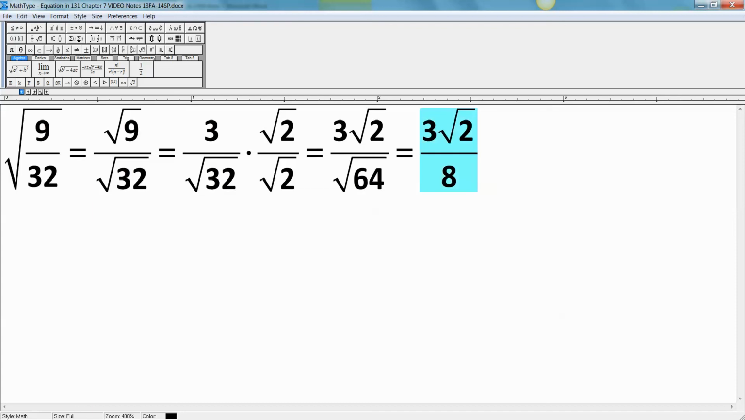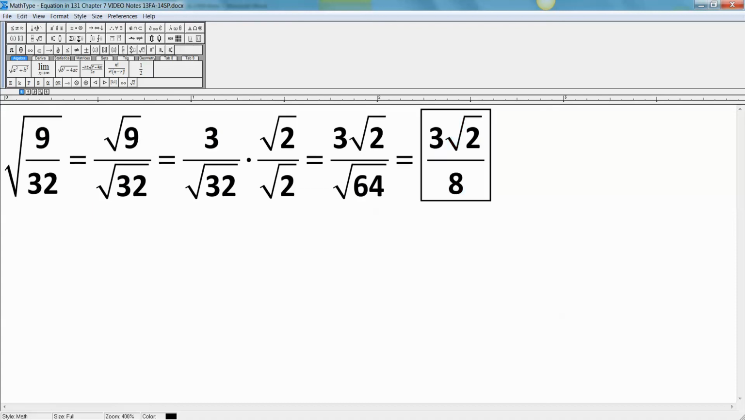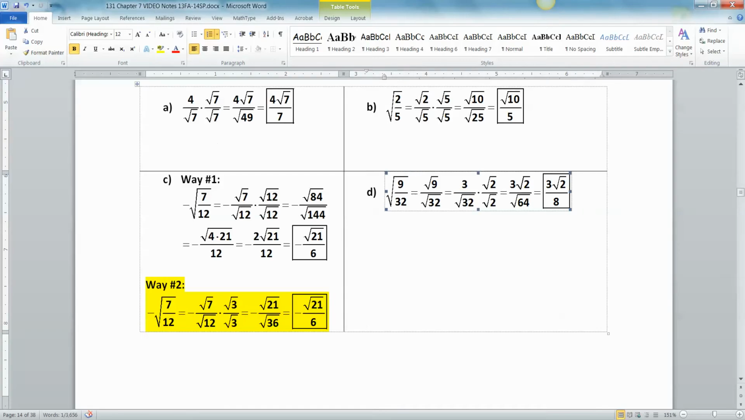And there we have it. So I'm using way number 2 in case you missed it. I'm using this faster way. I'm not multiplying by the square root of 32. That would just be huge. What I'm doing is multiplying by just a little bit extra I need to turn the 32 into a perfect square.